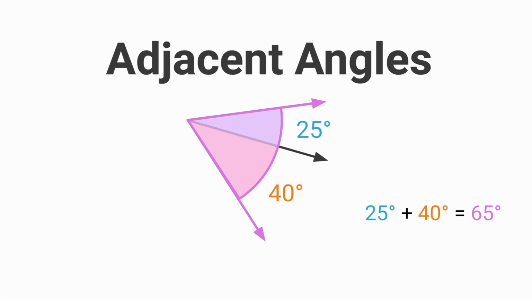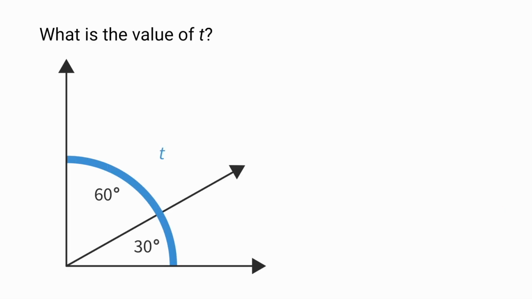Let's take a look at some more examples. Here, we want to find the value of the letter t. The letter t represents the angle measure of the larger angle here. We just don't know what that measure is yet. Let's take a closer look at our picture here. We have this larger blue angle that's made up of these two adjacent angles, a green 60-degree angle and an orange 30-degree angle. So how do we find the value of t?